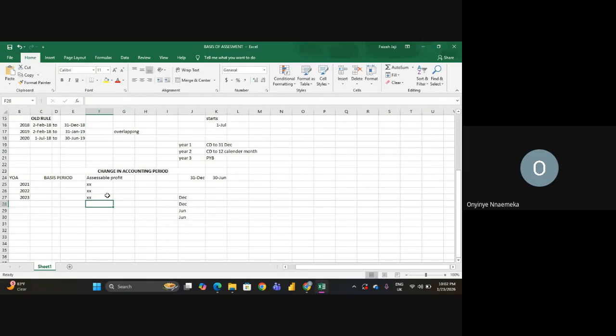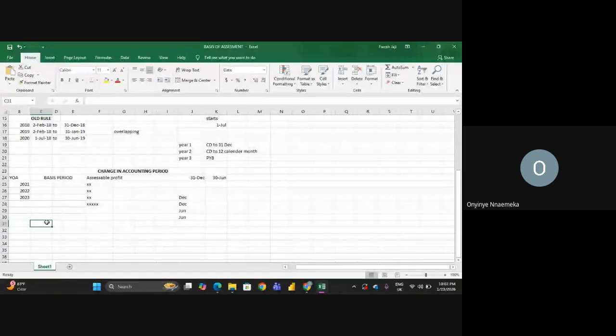After you have done that, what do you do? Add them together to get this figure. Using what? This one now is what? Old accounting date. Then you now do another one, which is what?